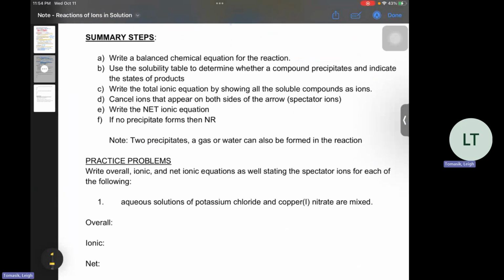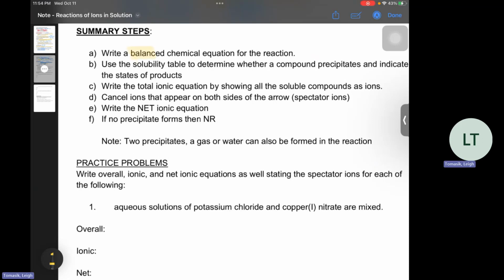So, a summary of steps on how to go from a balanced equation to a net ionic equation. Number 1, write a balanced chemical equation. Sometimes you'll be given a balanced chemical equation. Sometimes you'll be given just the reactants. Sometimes you'll be given the chemical formula. Sometimes you'll be given the names. Okay, we know how to get to a balanced chemical equation because we took the chemical reactions unit.